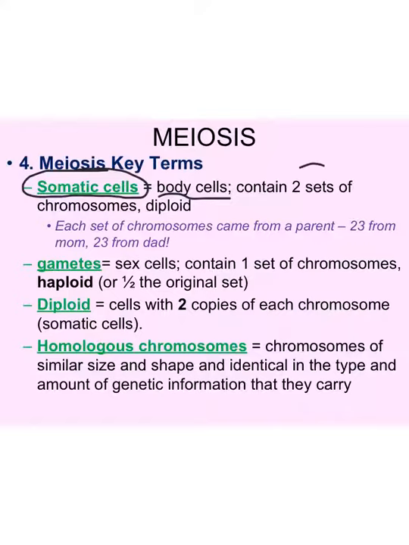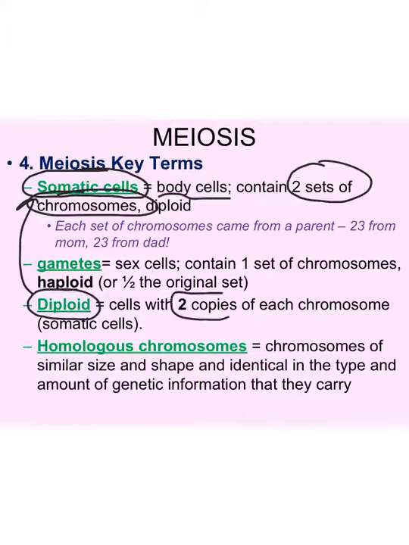Those are your somatic cells. Remember, you have 2 of each of these chromosomes. So you have 2 chromosome number 1s, one from mom, one from dad. 2 number 2s, one from mom, one from dad. 2 number 3s, one from mom, one from dad. 2 number 4s, one from mom, one from dad. Get the point? That's called being diploid. Your somatic cells are diploid. They have 2 copies of each chromosome. That's called being diploid. Now, your gametes, your sex cells, the sperm, the egg, they're called haploid.